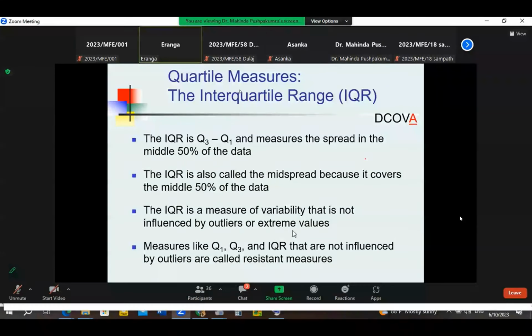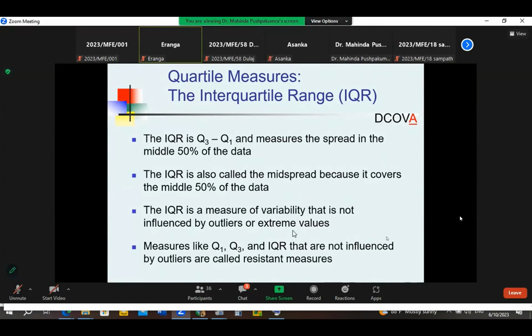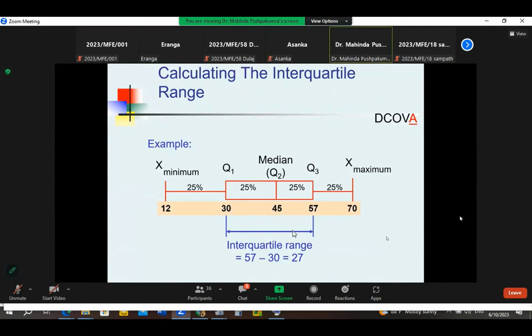Sir, we can't see the screen. See on the previous slide. Now what can you see? Hello. In the slides, quartile measures. Now? Okay.